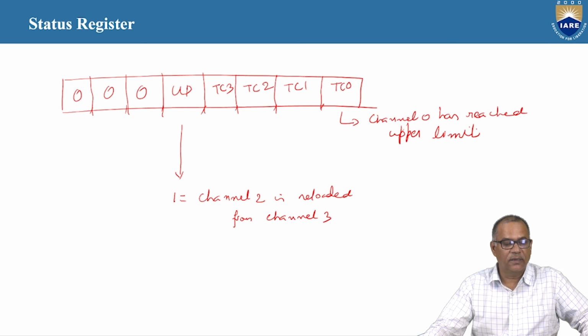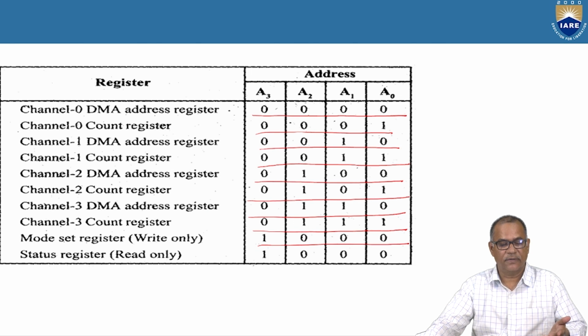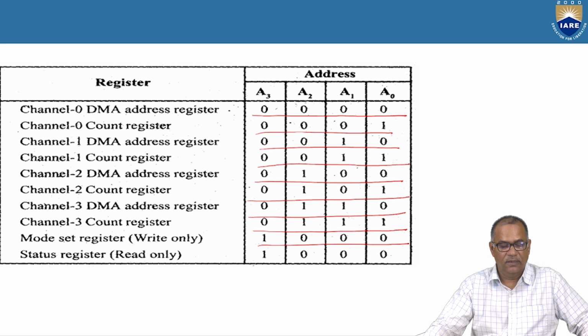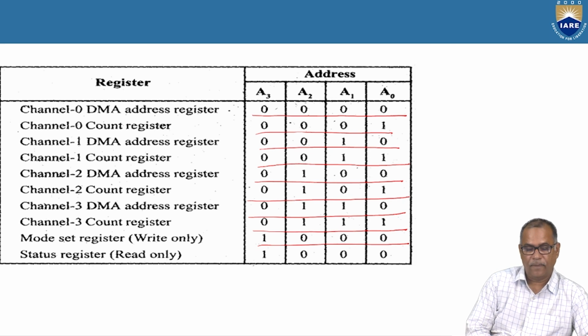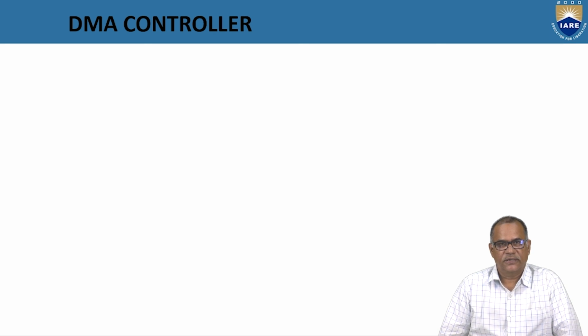And this is for the status register, which indicates whether any channel has reached the upper limit after the transfer of data, and this is the format for the address for all the DMA channels accordingly. So with this, I conclude today's session on the DMA controller.